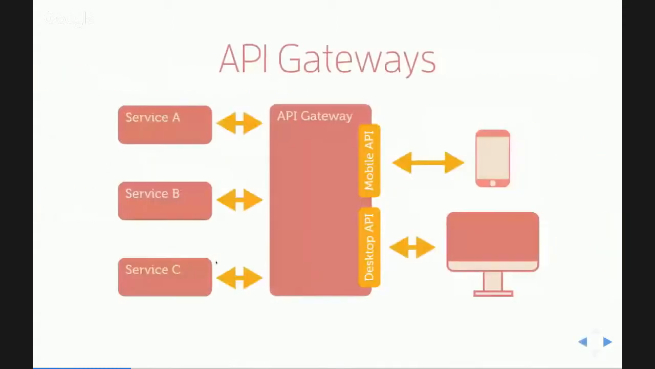Out of this frustration, and just to solve this problem, new patterns emerge. Like, for example, the API gateway. An API gateway is a twofold pattern. On one hand, it provides a unified view on your backend API.